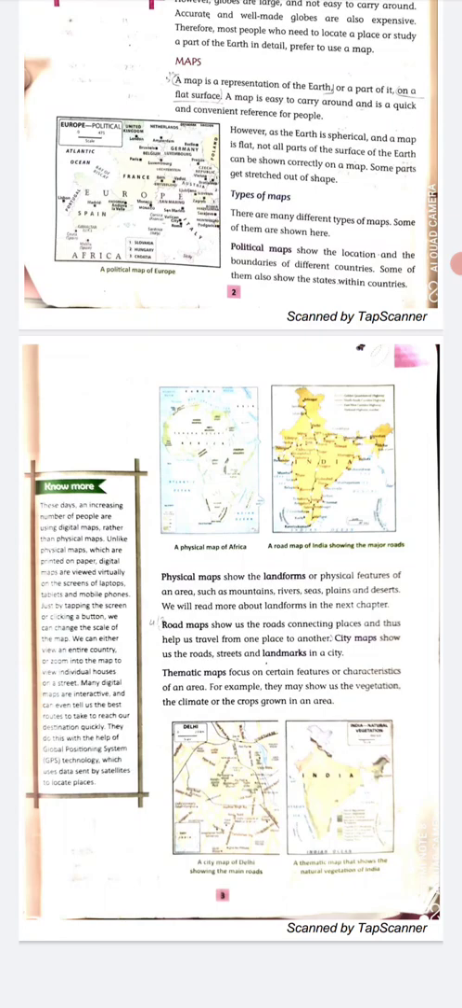And next is what? Second, the physical map. A physical map shows the landforms or physical features of an area. In a physical map we can study the physical features and landforms of a particular area, such as mountains, rivers, seas, plants and deserts. Okay, clear to all of you?